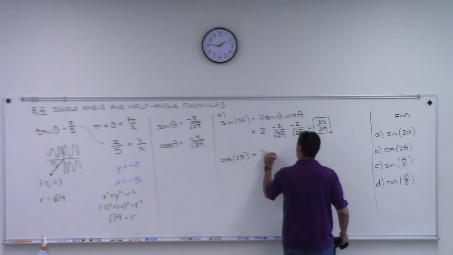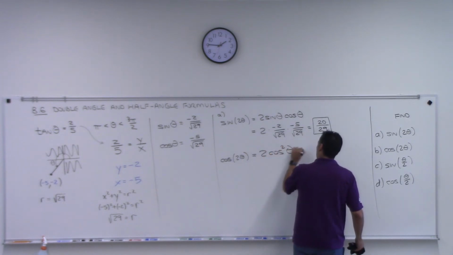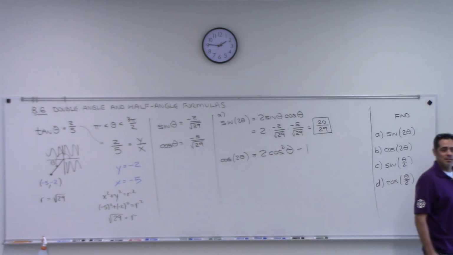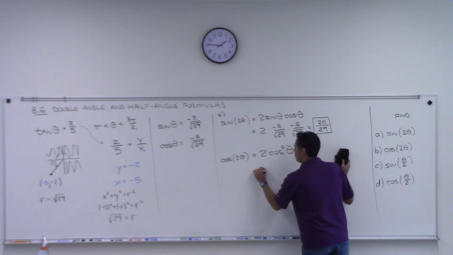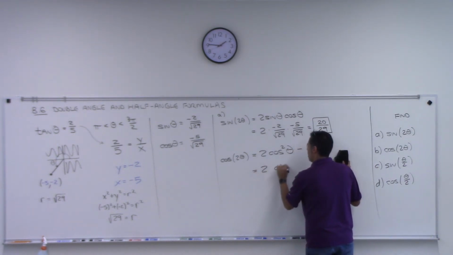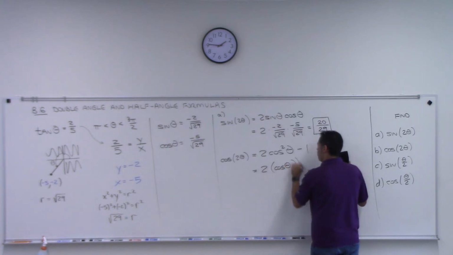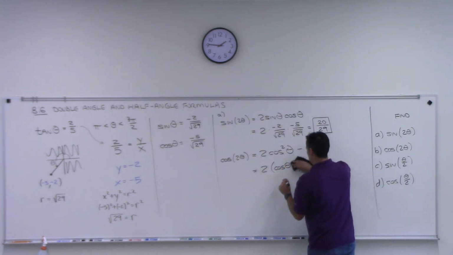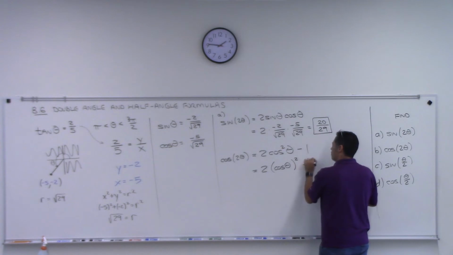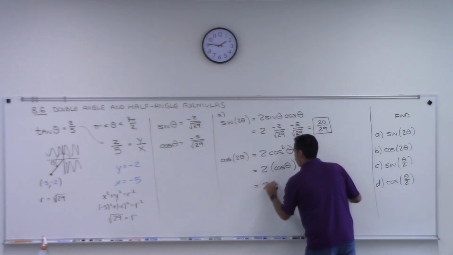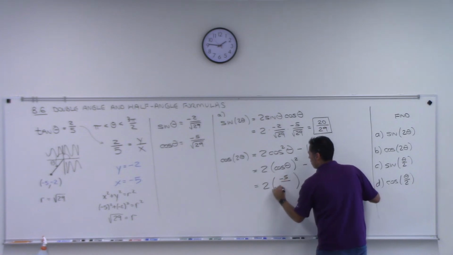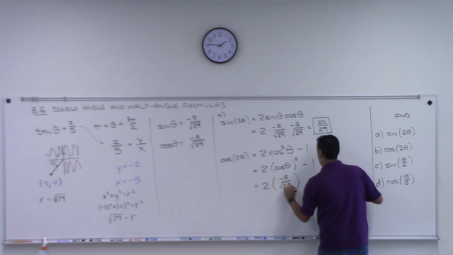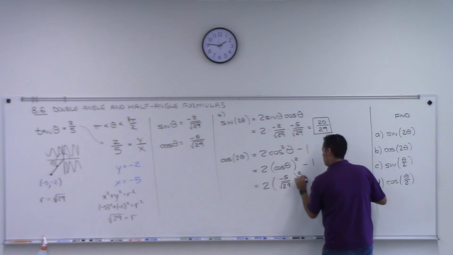How about this? 2 cosine squared theta minus 1. Let's use that one. Okay? So this would be 2 times whatever cosine theta is. We're going to square that. Whoa. We're going to square that and then subtract 1. All right, do we know what cosine theta is? Negative 5 over root 29. Very good. Negative 5 over root 29. 29 minus 1.